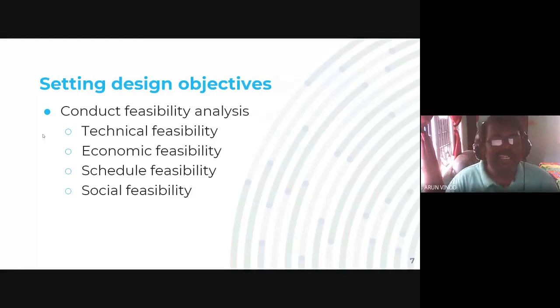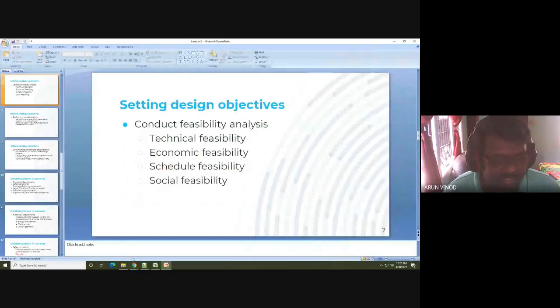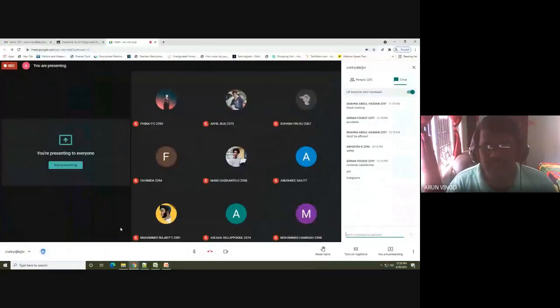Then setting design objectives. What are the design objectives? First step is to conduct feasibility analysis. What is this feasibility analysis? Four things are there: technical feasibility, economic feasibility, schedule feasibility, and social feasibility. Tell me, what is a feasibility first? Let us discuss. What is a feasibility?